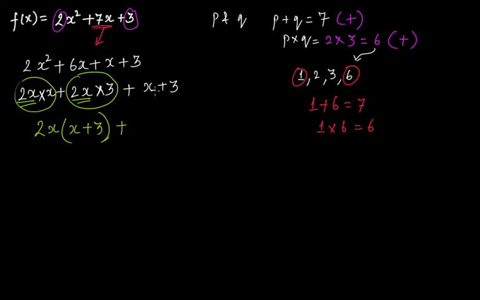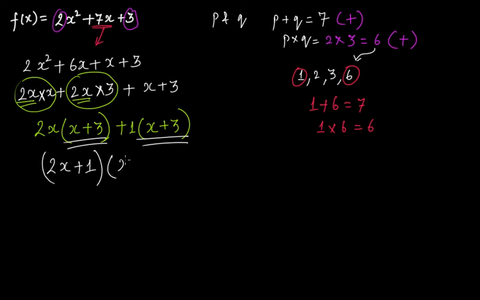Then plus, you already have this x plus 3 here. X plus 3 means 1 multiplied by x plus 3. Now this x plus 3 is common in both these two terms. So your final answer is 2x plus 1 multiplied by x plus 3. So these are the two factors of this quadratic polynomial 2x squared plus 7x plus 3.